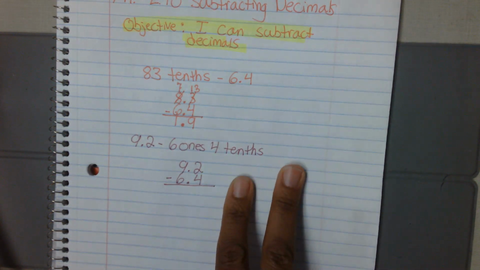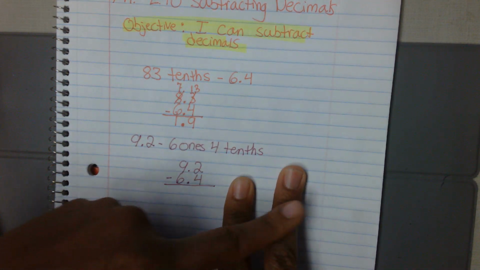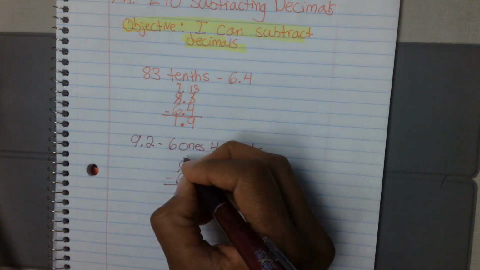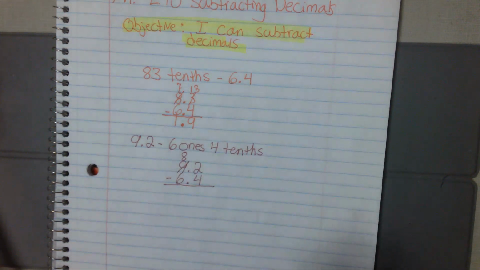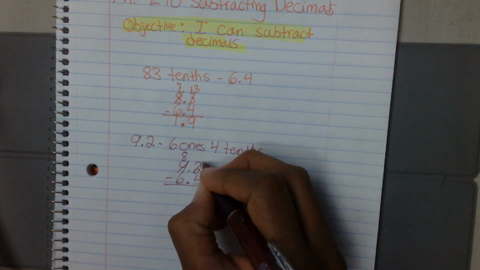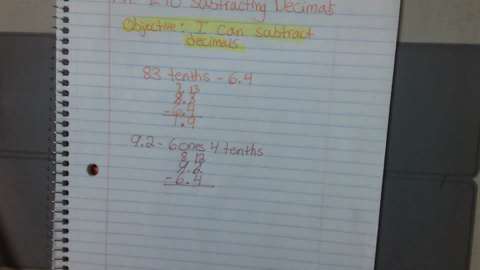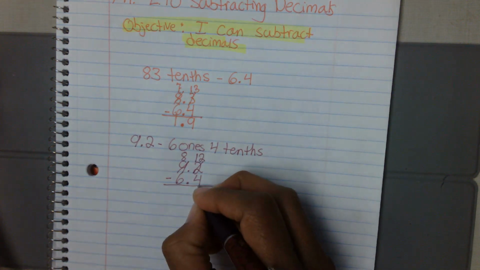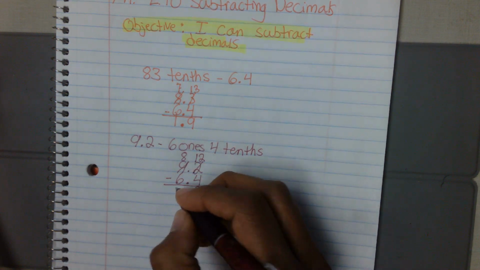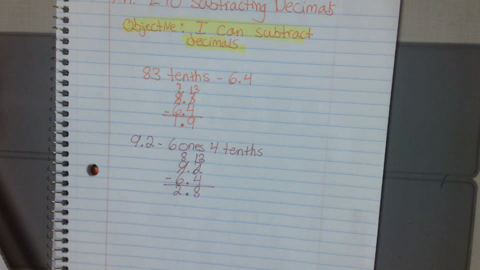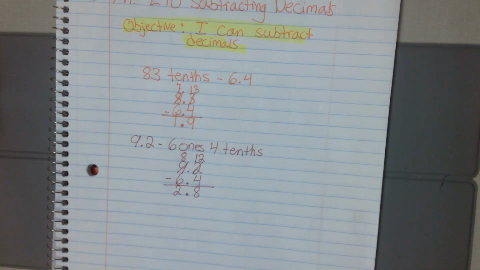Again, I think I have 2 things. Can I take 4 from 2? I cannot. I only have 2 fingers there, right? So I have to go to the ones and regroup. That leaves me with 8 ones. And 8 ones is the same as 10 tenths. So I'm adding 10 tenths to the 2, which leaves me with 12 tenths. So 12 minus 4 is 8. And 8 minus 6 is 2. So my answer is 2 and 8 tenths. And again, if you needed to, you can do that on top of your place value chart.